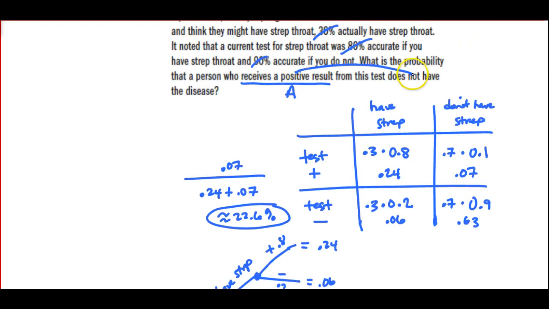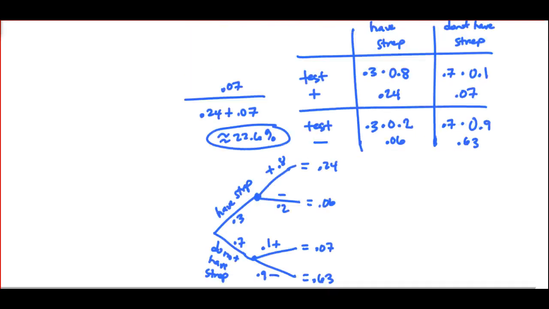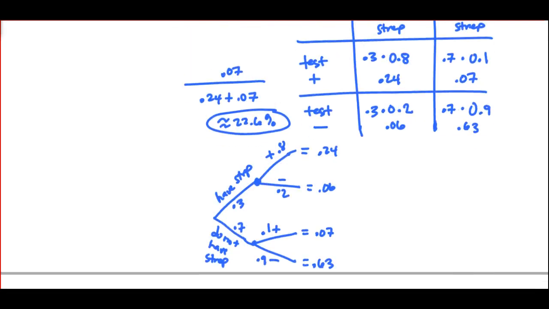Positive test results that do not have the disease. So positive test results are going to be that number and that number. Those are where the pluses are. So that's going to be your denominator. And then do not have the disease has to be one of those two. Does not have the disease is the bottom, so that's going to be the 0.07. And we should get the same result there.